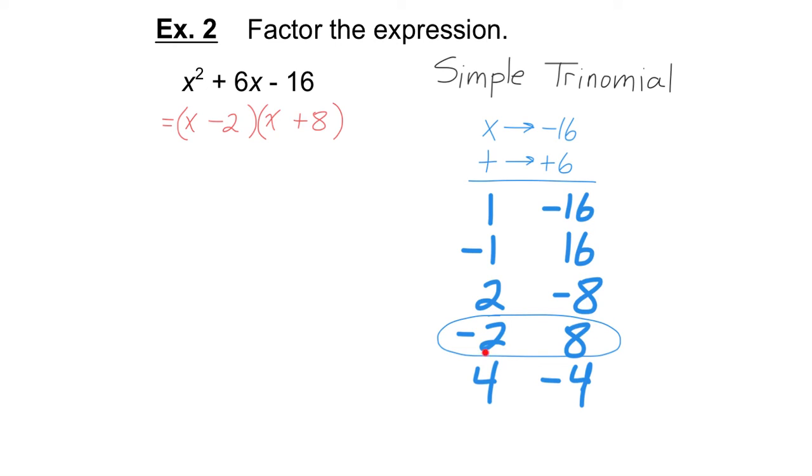I just insert these numbers into my brackets, and this is the factored form. Now I can check to make sure I did it right by expanding. x times x is x squared, plus 8x minus 2x, well that's plus 6x. And then negative 2 times positive 8 is negative 16. So when I expand this, I get x squared plus 6x minus 16. So I know that this is the correct factored form. x minus 2 and x plus 8 are the factors of x squared plus 6x minus 16.